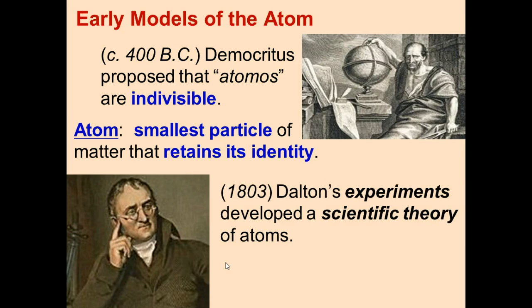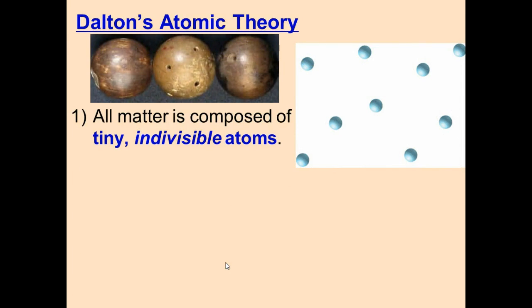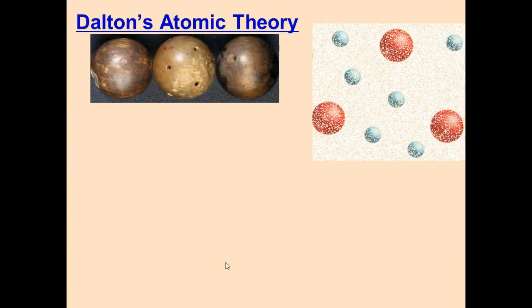And in 1803, Dalton developed a theory about atoms, and it has four conclusions. The first conclusion is all matter is composed of tiny indivisible atoms. The second conclusion is that in size, mass and properties, atoms of the same element are identical. And atoms of different elements have different properties, mass, and size.